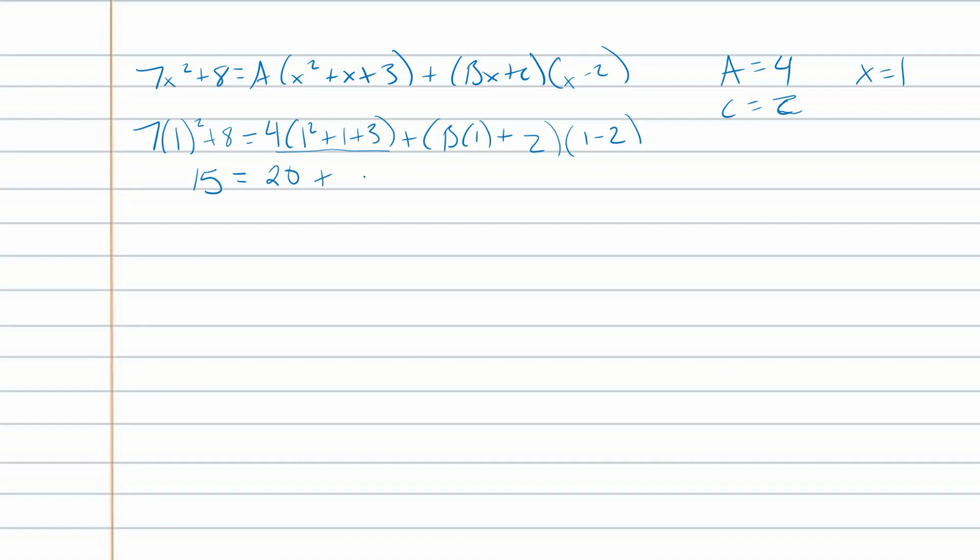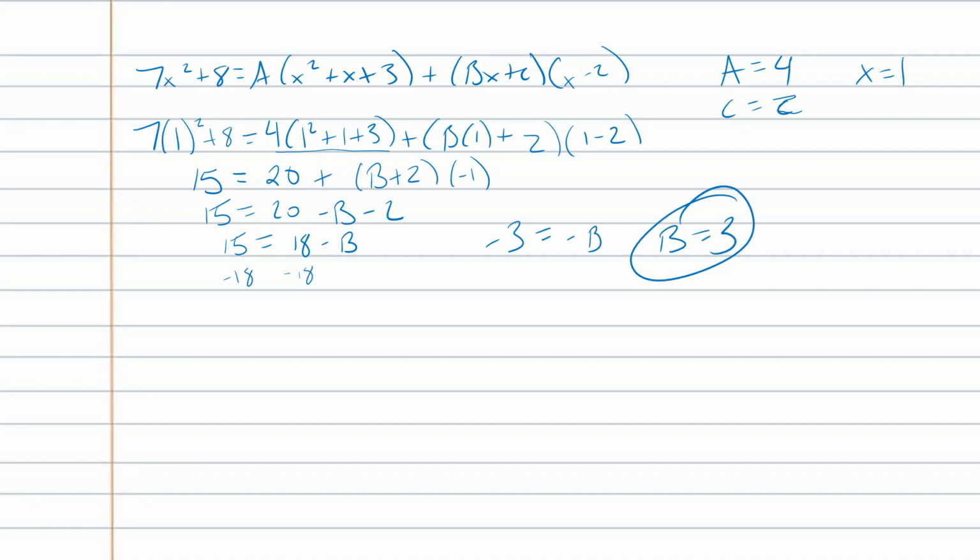B times 1 is b. So here I've got b plus 2. 1 minus 2 is negative 1. I'm going to distribute that negative 1 to both of those terms. So I'm looking at 15 equals 20 minus b minus 2. Fair enough there. 20 minus 2 is 18. So it looks like 15 equals 18 minus b. You can subtract 18 over to the left-hand side, and you're going to get negative 3 equals negative b, so that b has to equal 3.